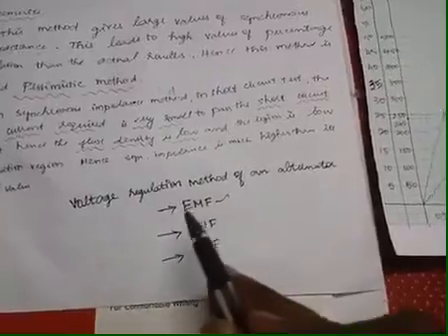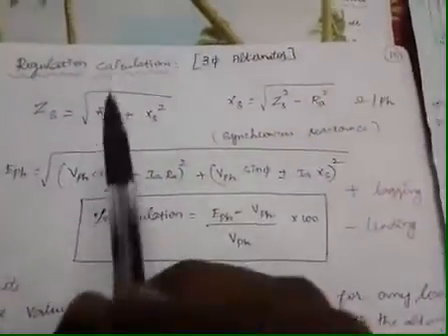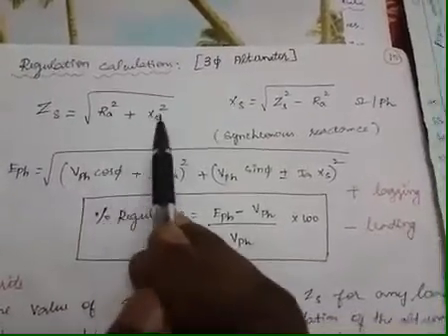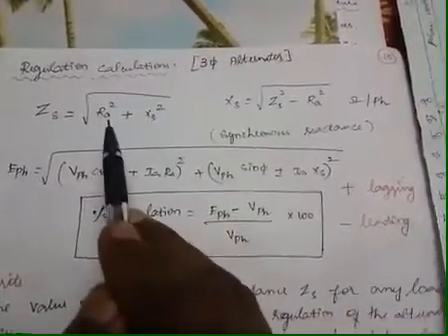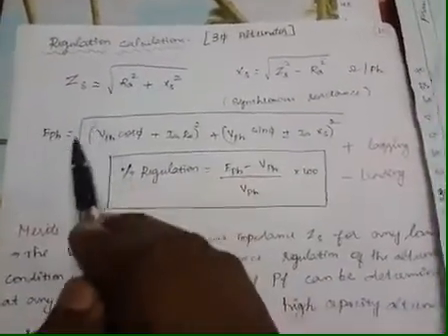Now you can see the EMF method. Electromotive force. The other name is the synchronous impedance method. These are the formulas. Synchronous impedance Zs is equal to root of Ra square plus Xs square, where Ra is the armature resistance and Xs is the synchronous reactance.